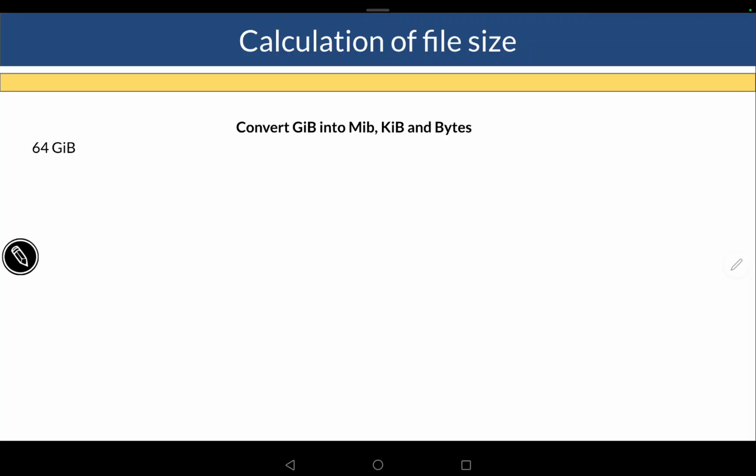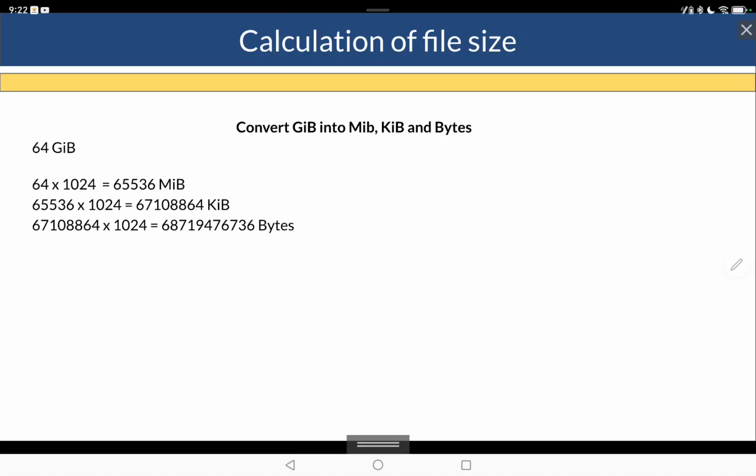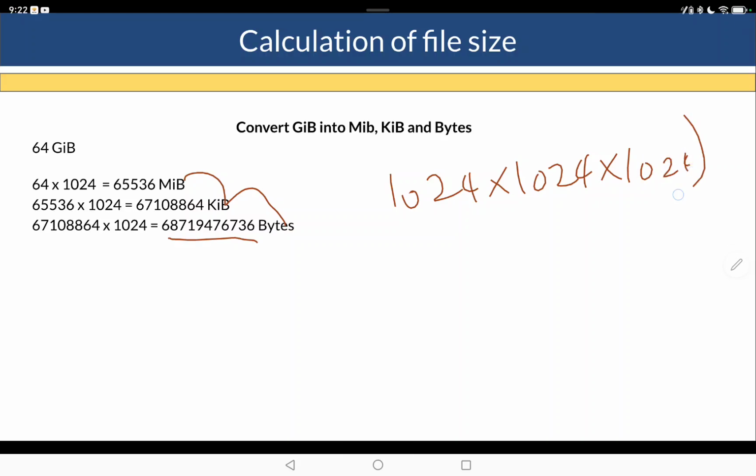Now let's convert from GiB back to bytes. We multiply by 1024, and we get the value in MiB. Then we multiply by 1024, we get the value in KiB. We multiply by 1024 again, and then we get the value in bytes. If we don't want to take these 3 steps, we can just say 1024 times 1024 times 1024, and whatever answer we get, we multiply it with 64. So that is how to convert between memory sizes.